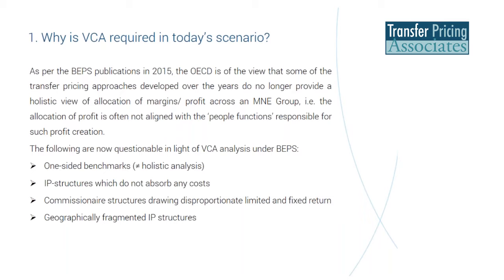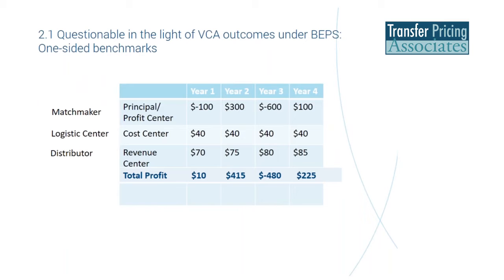Thank you, Virender. So we go now to the first question about structure, one-sided benchmarks. In this example, you see a distributor structure where the income for the principal, and so the total profit, varies significantly per year. However, if you look only at the level of the group entity with the logistics center or the distributor, you see just stable financials. Most likely, these numbers are based on a traditional transfer pricing model and a benchmarking study that was specifically performed for the activities of these group entities. So a cost plus for the logistics center and an allocation of a margin of sales revenue to the distributor.